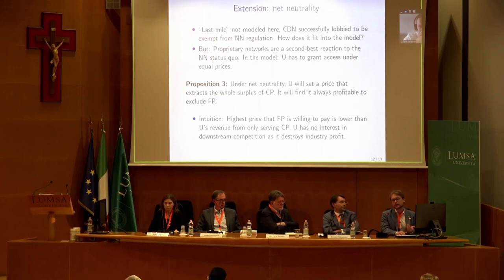Google cannot buy a fast lane on the public internet, so it simply puts down its own fast lane by building its proprietary infrastructure. To explore this idea a little bit in the model, I say, okay, in the model, U now has to grant access under equal prices to both players. And what happens then is, under this definition of net neutrality, U will set a price that extracts the whole surplus of the vertically integrated firm.